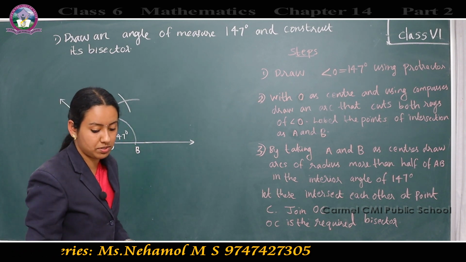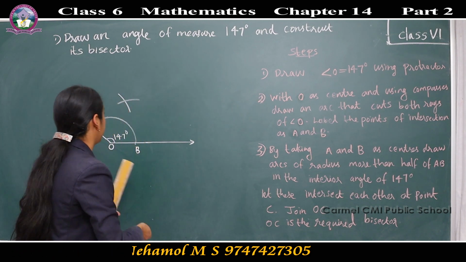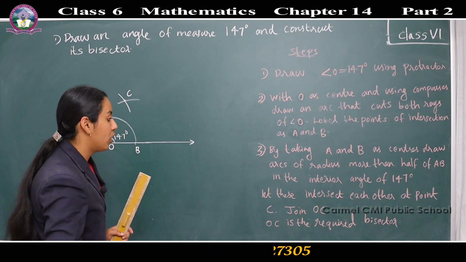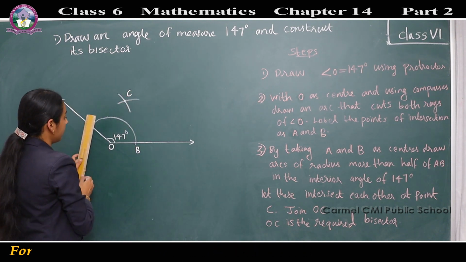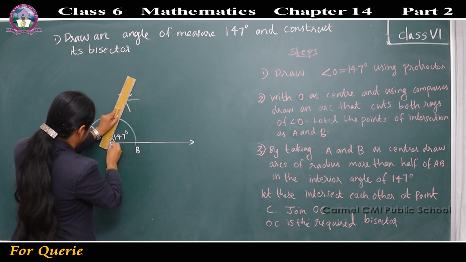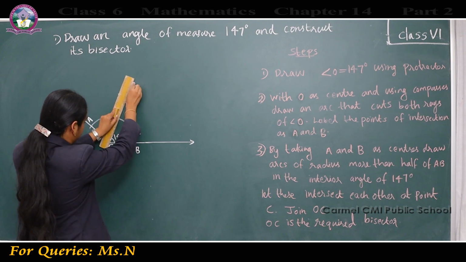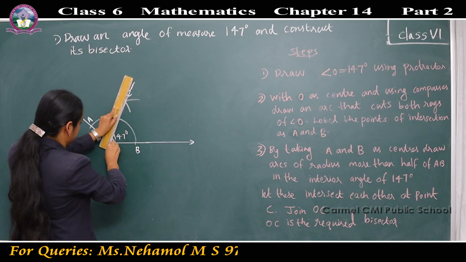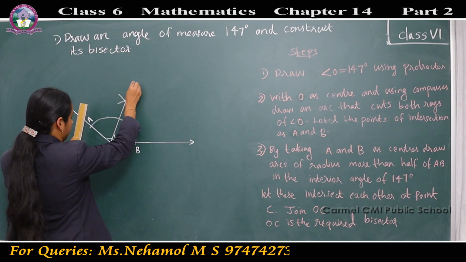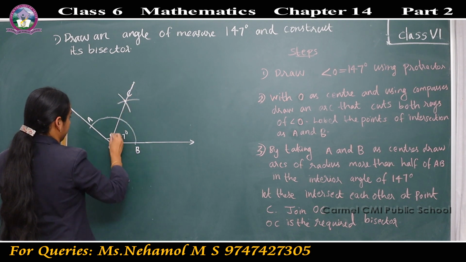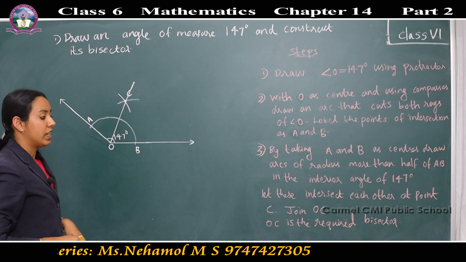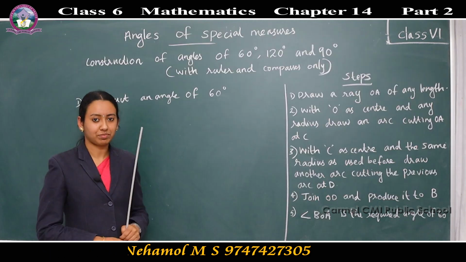And what is the next step? Name this point as C. Then join O and C. Now OC is the required bisector.